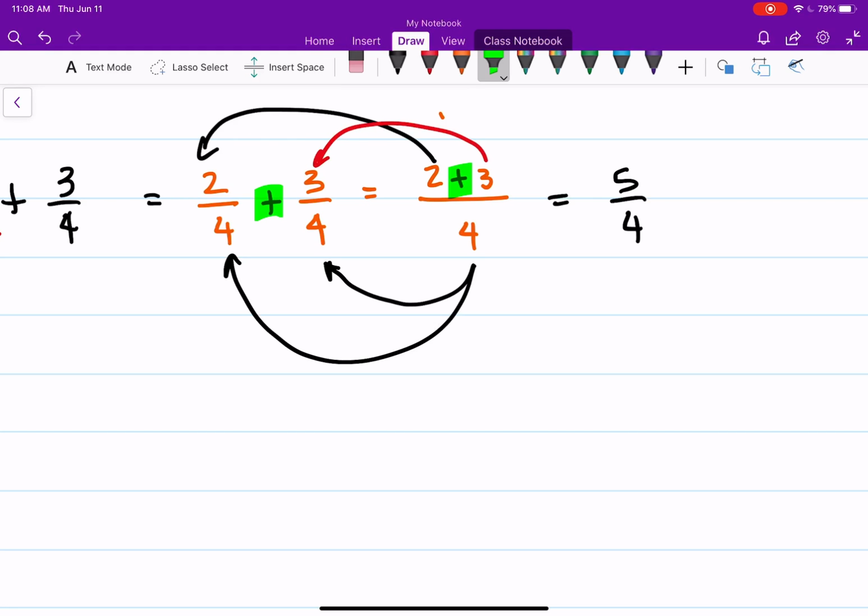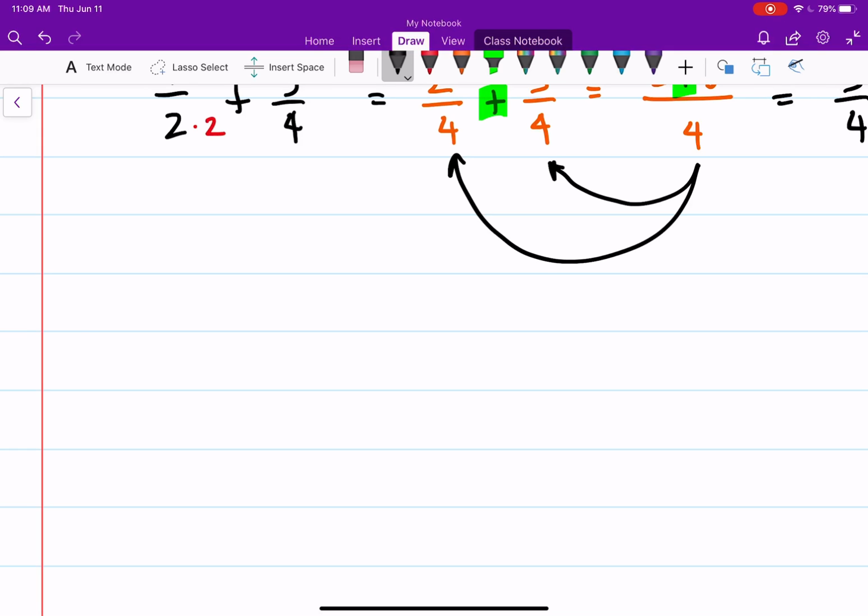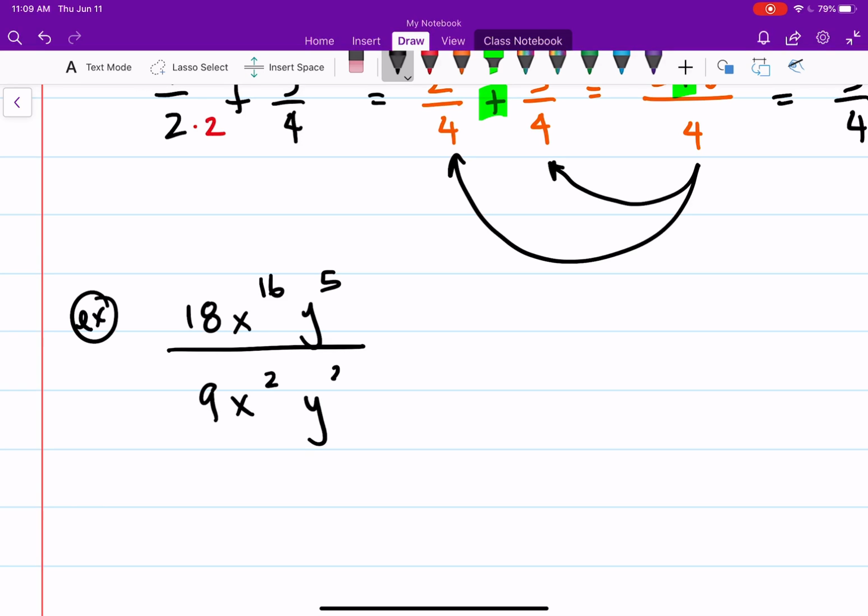After we split them up into separate fractions, we're going to reduce them like at the beginning of talking about exponents. Let's do a couple examples to see what that looks like. Let's start with an example right away. Let's do a monomial divided by a monomial: 18x to the 16th y to the 5th over 9x squared y squared. So there's a monomial divided by a monomial.